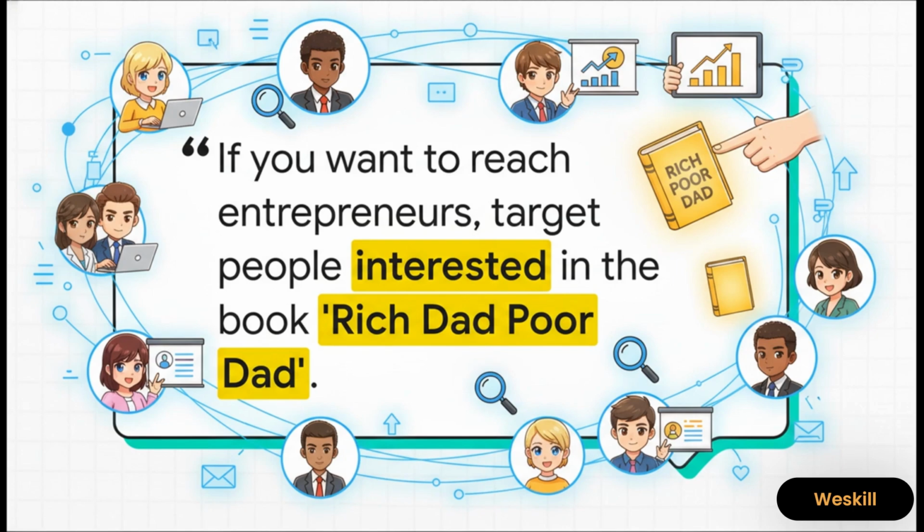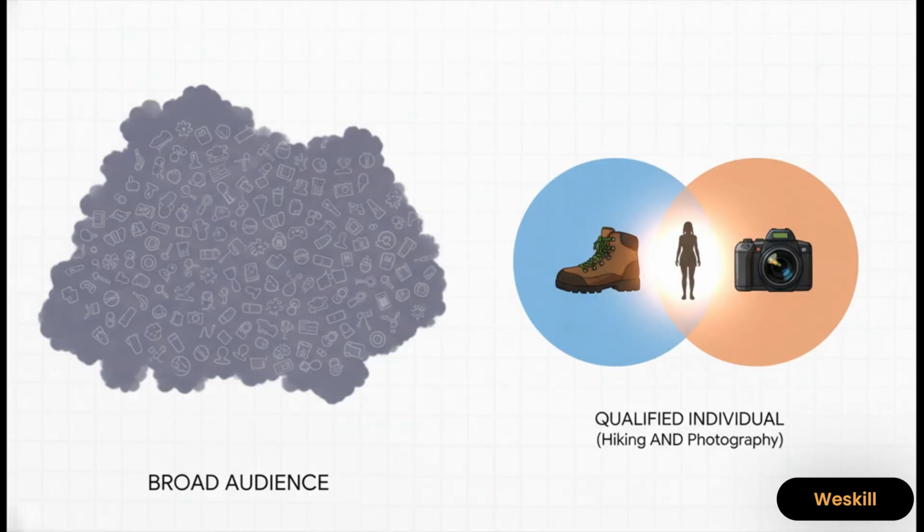Instead of a super broad interest like business, you get specific. You target people who've shown interest in a book that your ideal customer has probably read. It's how you find your exact tribe with some pretty incredible precision. Now here's a classic rookie mistake, just piling a dozen different interests into one big audience. The real power move is to narrow that audience.